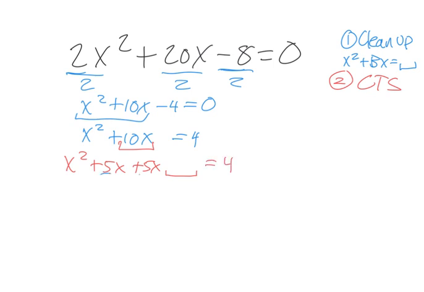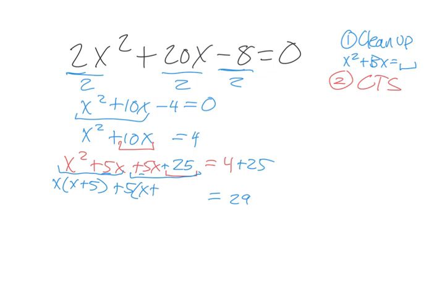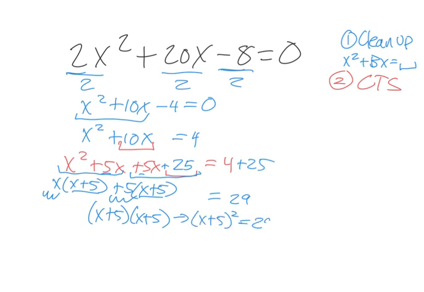I'm going to multiply those two 5s together to get plus 25, and I need to make sure I add that to the other side as well. That's going to give me 29 on the right side, and then I can factor this. That's going to be x times x plus 5 plus 5 times x plus 5. And then finally, that's going to give me x plus 5 times x plus 5, which we can rewrite as x plus 5 squared is equal to 29.